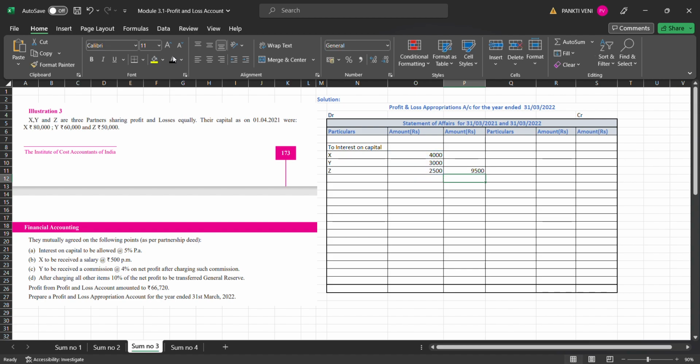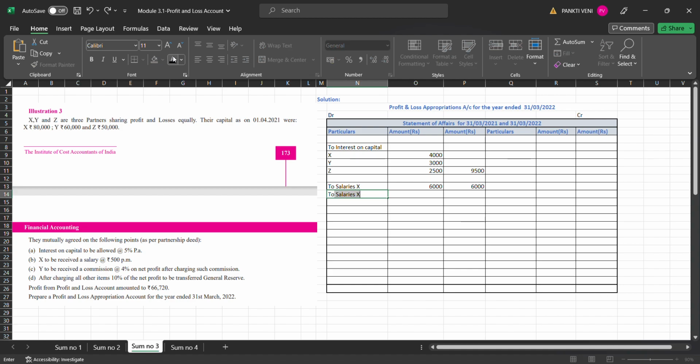Then I have the next one, X to receive a salary of rupees 500 per month. So I'm supposed to give salary to X. I'm the partnership firm, so it's an expense to me. Debit all expenses and losses to the salaries account. So 500 into 12 is 6,000. So that is salary to X.